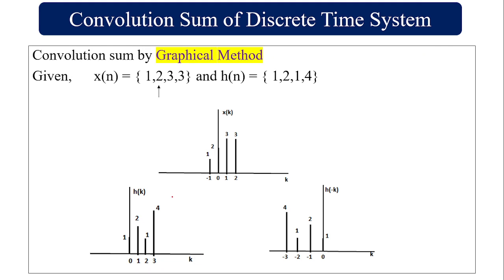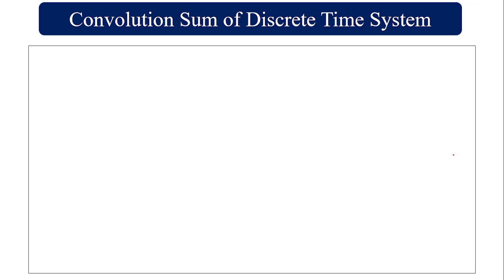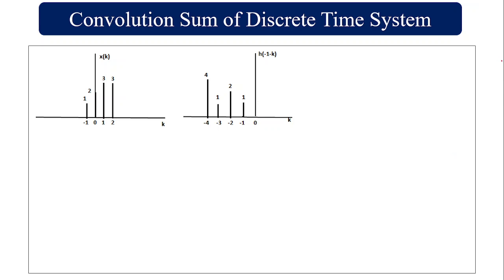I'll go for the reversal of it, h of minus k. So it's going to be, instead of 0 to 3, it's going to be -3 to 0 here. Right? So now I'll be multiplying here the time period of y of n is minus 1 to 5. So I'll be finding the value of h of minus 1 to h of 5 and then multiplying with your x of k to get the value here. Right? So x of k and h of minus 1 minus k.